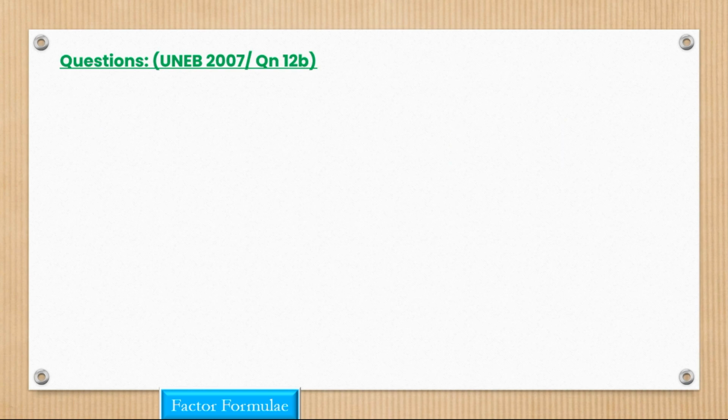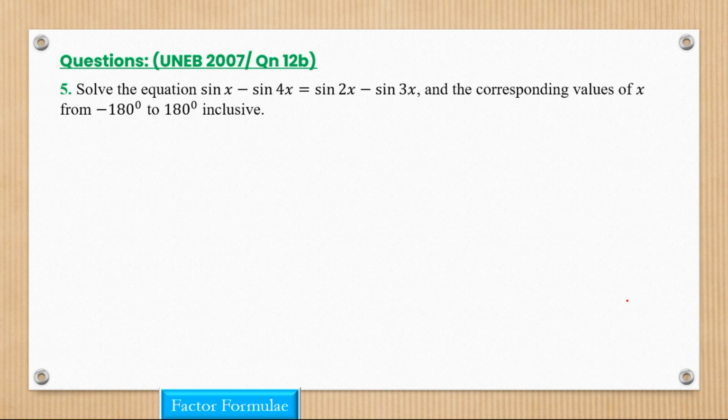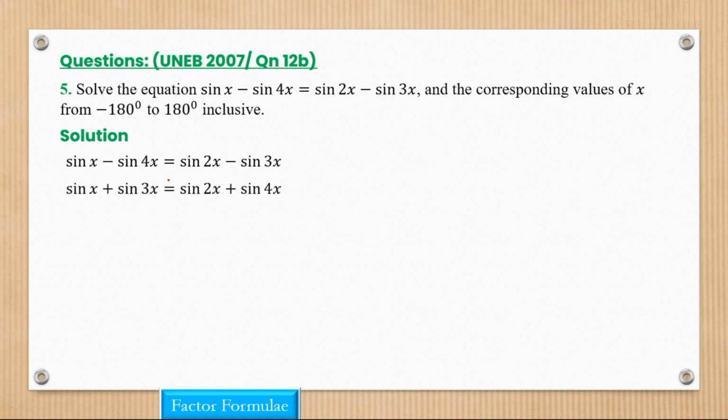Question number 5 is from UNEB 2007, and this is question number 12b. We've been asked to solve the equation sine x minus sine 4x is equal to sine 2x minus sine 3x, and the corresponding values of x from negative 180 to 180 degrees inclusive. Let me write this out. Now we have this number here, but when I look at this, I see it would be wise to bring this and this together, because by doing that we'll have a value that we can easily pull out. Okay, so let's rearrange it and have something like that.